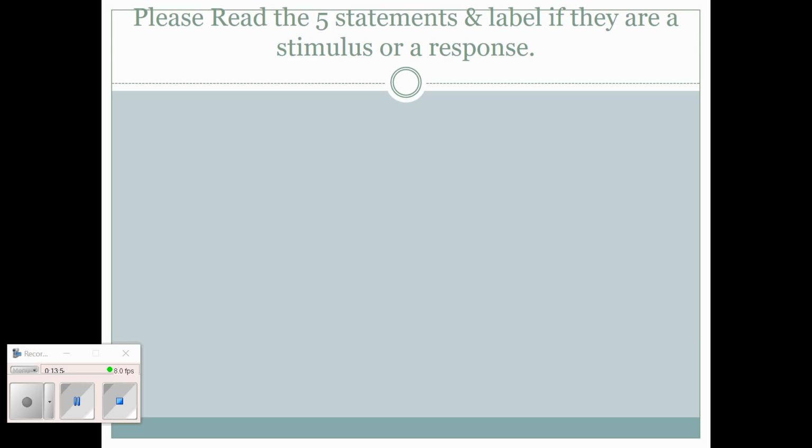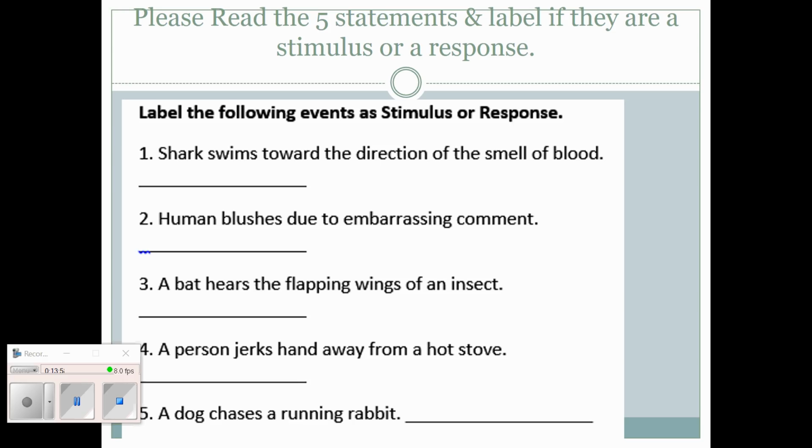Okay, let's read these 5 statements, and I want you to label if you think it's a stimulus or a response. Stop the video and then complete the statements. Okay, here we go. Number 1, shark swims towards the direction of the smell of blood.